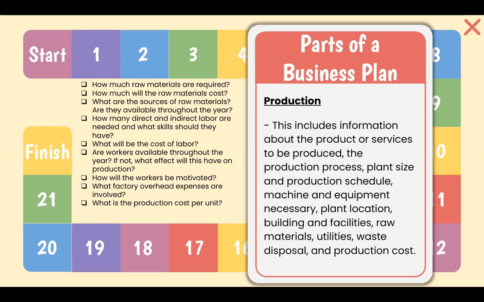How much raw materials are required? How much will the raw materials cost? What are the sources of raw materials? Are they available throughout the year? How many direct and indirect labor are needed and what skills should they have? What will be the cost of labor? Are workers available throughout the year? If not, what effect will this have on production?